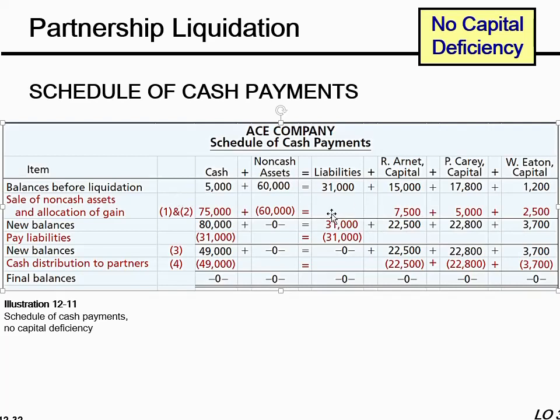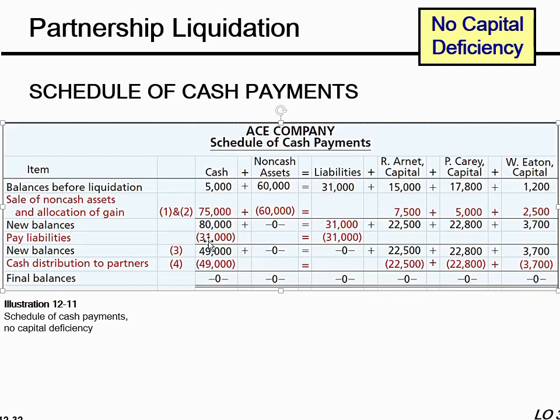Okay, now check your debit and credit side. Updated cash balance is 80,000 now. There is nothing in the non-cash assets. I still have liabilities of 31,000 and the capital balance is increased to this updated one. Now check your debit and credit side totals. It is 80,000 on the debit side, 80,000 on the credit side.